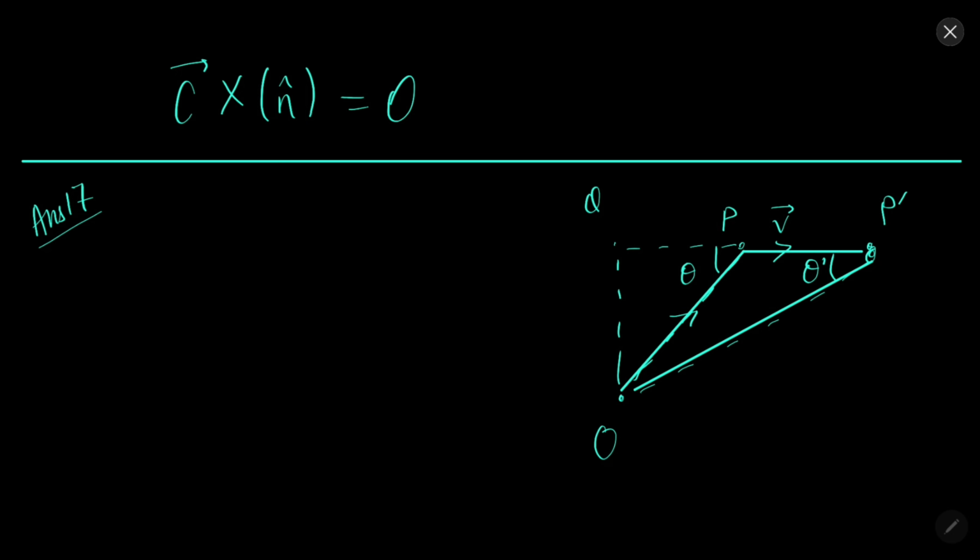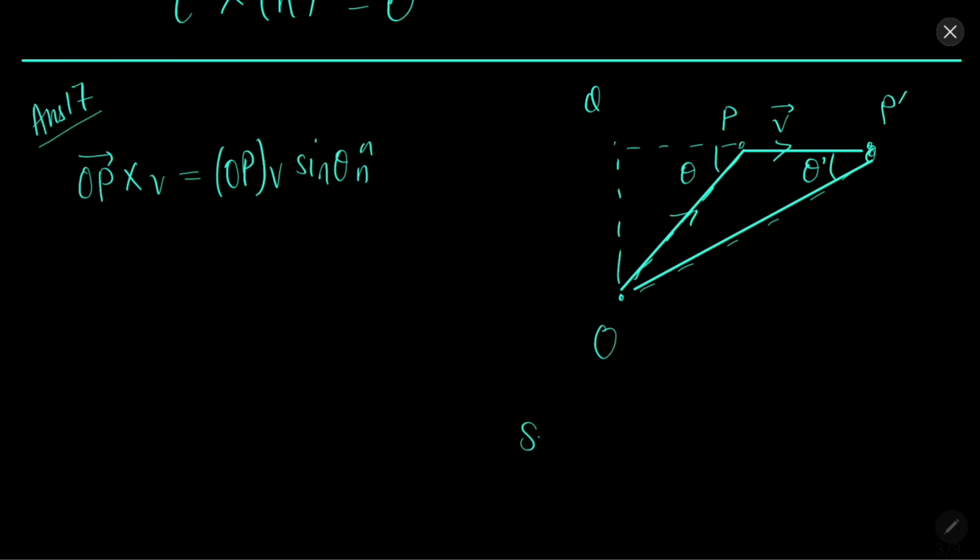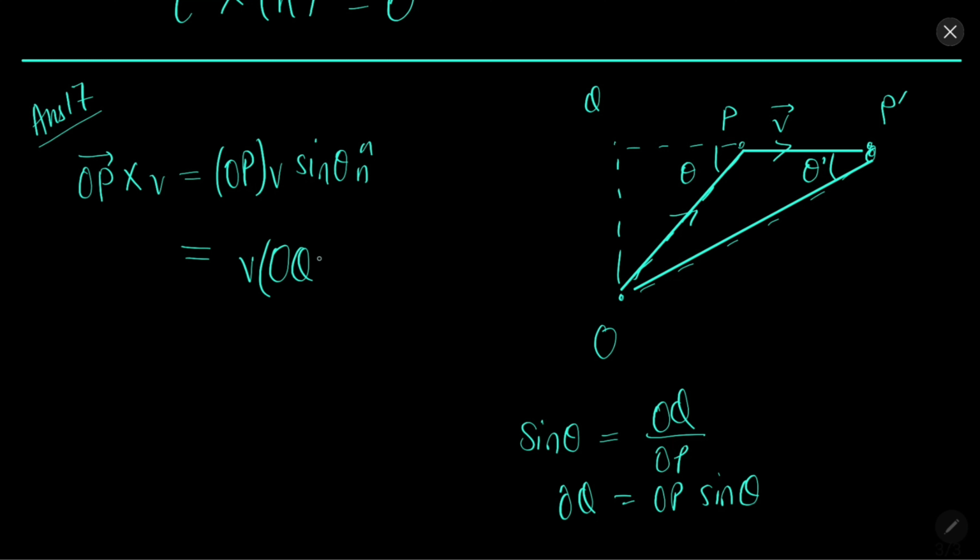Now a particle is moving on a straight line PP dash at speed V. So from the figure we can find OP cross V. It will be OP into V sin theta n cap. Now if you look closely, sin theta will be equal to OQ over OP. So OQ is equal to OP sin theta. So this will become V into OQ n cap.